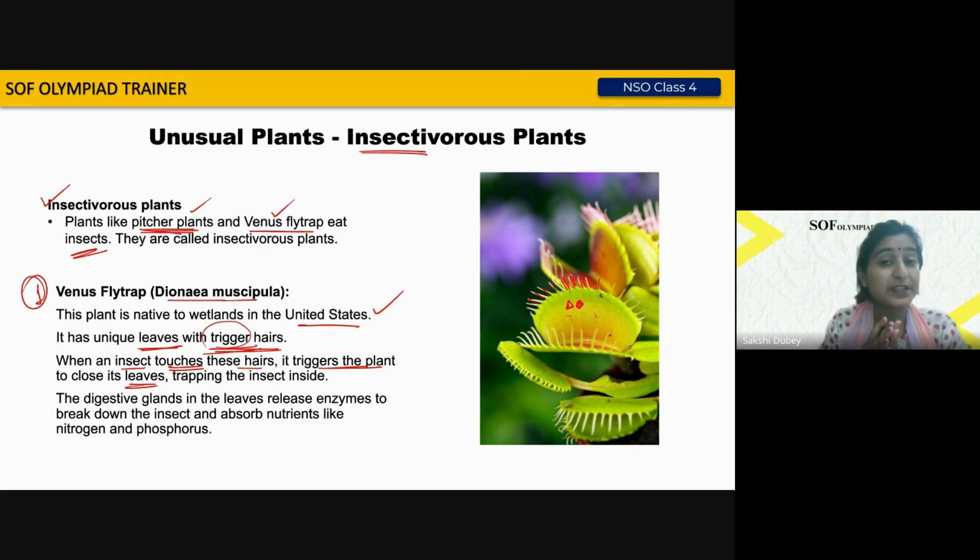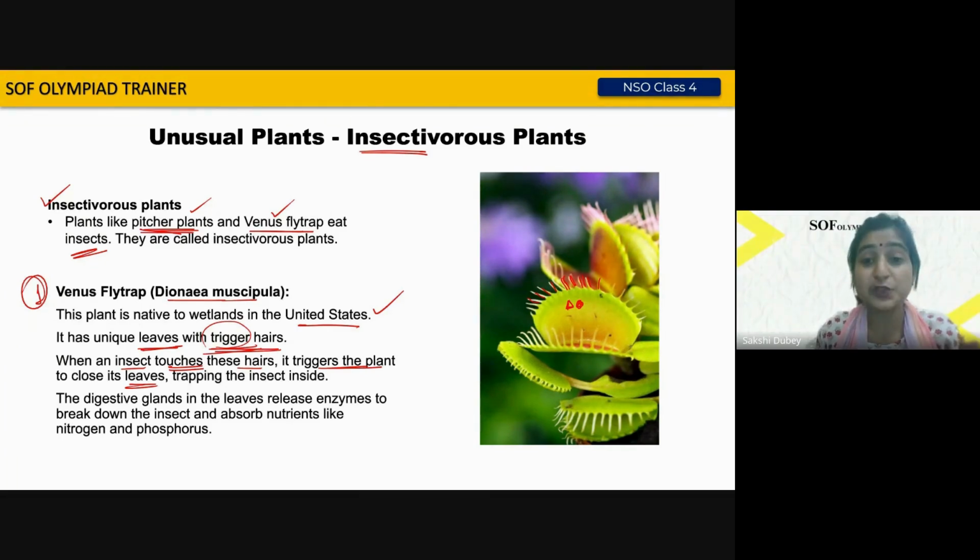And what will happen when the leaves are closed? It doesn't take a lot of time. The leaves close instantly, and because of that, the insect on the surface gets trapped between these two leaves. The insect gets trapped between the two leaf surfaces. And why is it happening? Because of the trigger hairs.